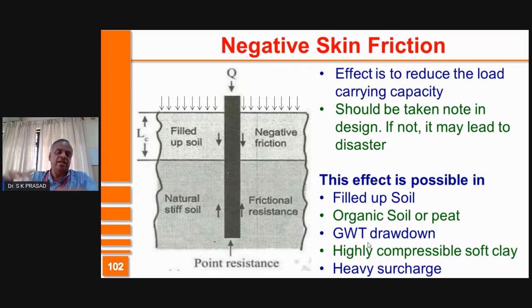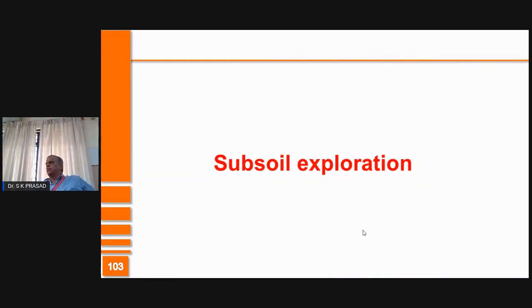So whenever the relative movement of the soil is much more compared to that of the pile, you say that there is negative skin friction. And whatever I mentioned now are the conditions under which negative skin friction is a possibility, and we have to be extremely careful. So let us move forward.